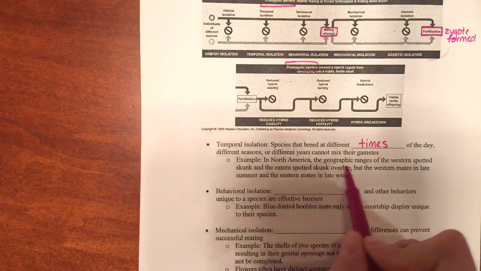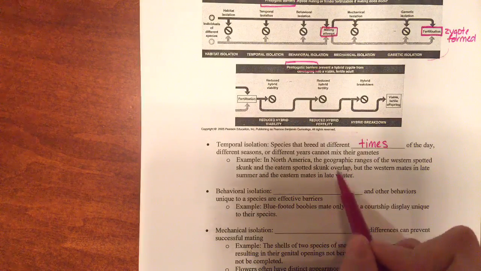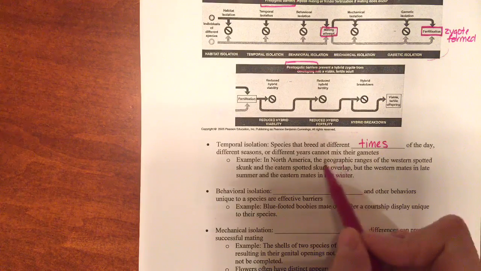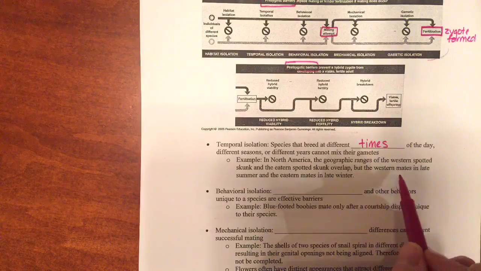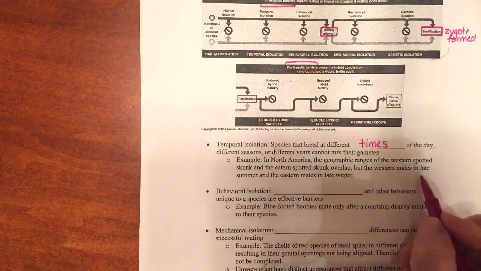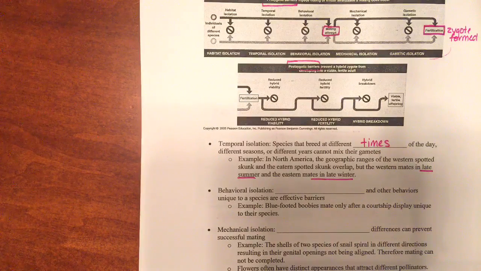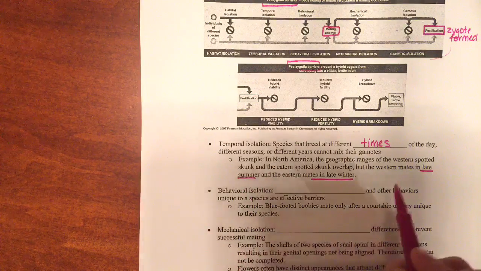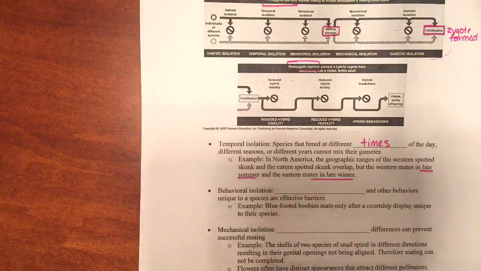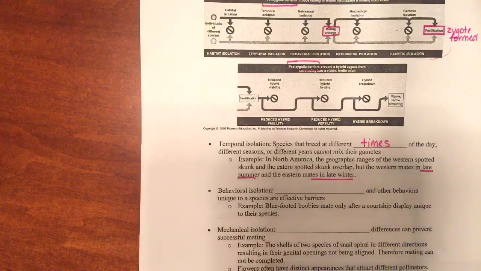So example, in North America, the geographic ranges of the western spotted skunk and the eastern spotted skunk overlap. So they don't have habitat isolation here. They're living in the same range. So they do come into contact with each other, but they don't mate. And why? Because the western mates in late summer and the eastern mates in late winter. So they're mating at different times, and so the hormones that are elevated at certain times of the year to make them want to mate are at different times. When this one's ready to mate, this one doesn't want to, and so the western skunks mate with other western skunks, and the eastern skunks mate with other eastern skunks in late winter. And so that's an example of timing.